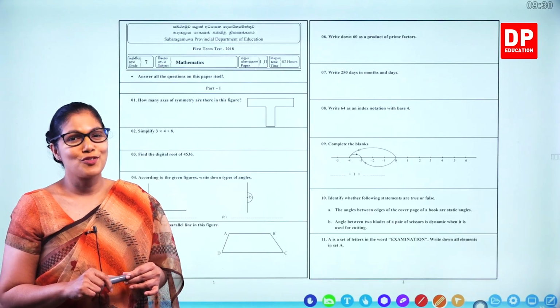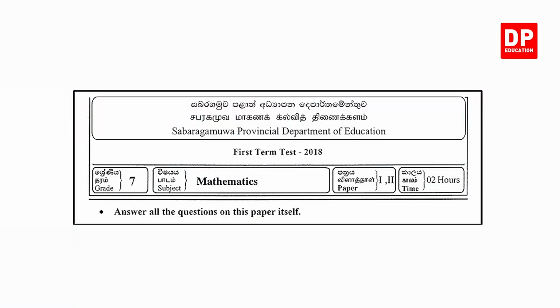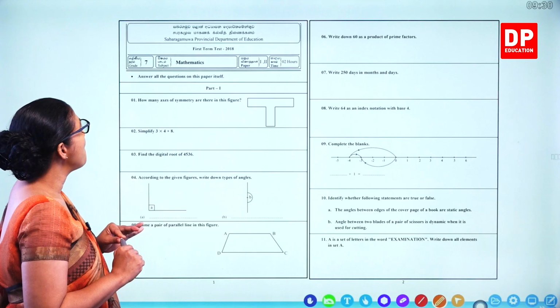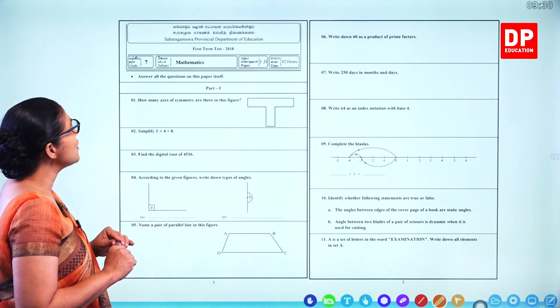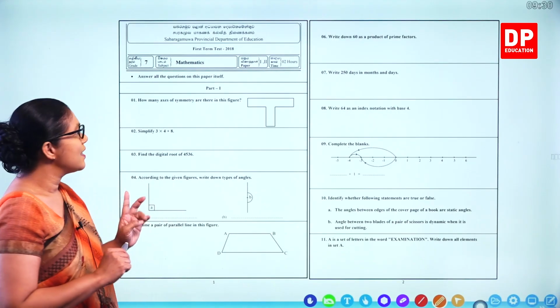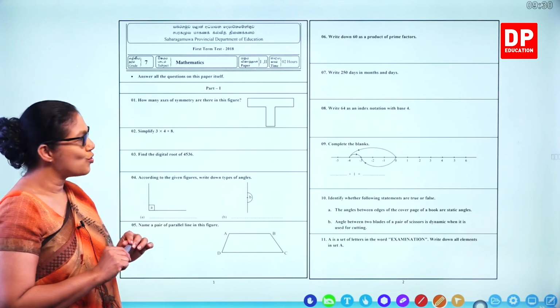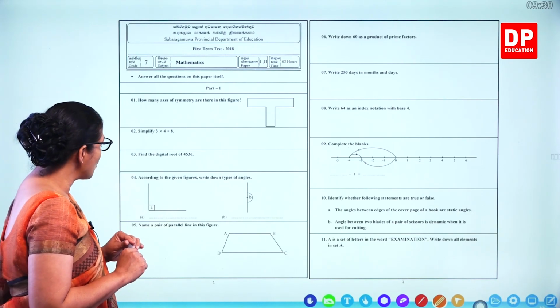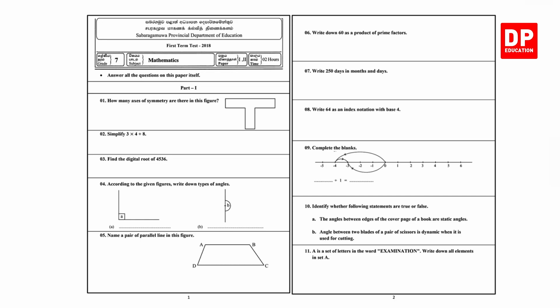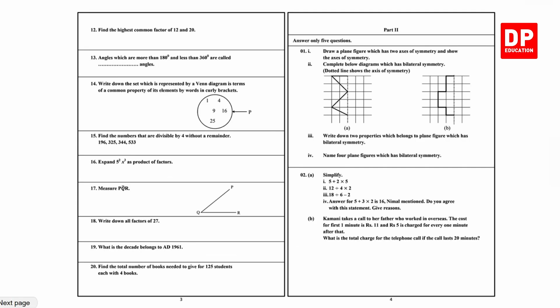Hello grade 7 students. Today I am going to do the first term test 2018 Sabaragamuwa Province Department of Education mathematics paper. That's a 2 hour paper and you get 2 parts. Part 1 you get 20 short questions, each question worth 2 marks. So in the first page questions 1 to 5, 6 to 11, then you get 12 to 20. Then you get part 2. In part 2 you can answer any 5 questions and each question is worth 12 marks.